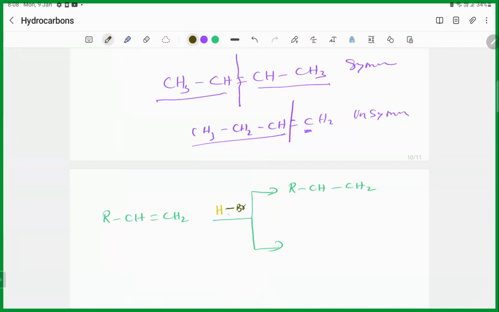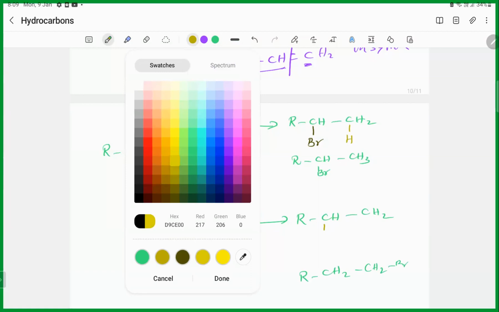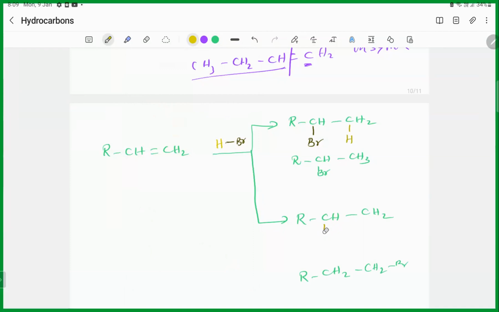HBr becomes H plus and Br minus. So the Br is added over here, and the H is added over here. When you write it, it becomes R CHBr CH3. In the same reaction, suppose bromine is added on that side, we get R CH2 CH2 Br, with hydrogen on one carbon and then bromine on the other. We will get this.